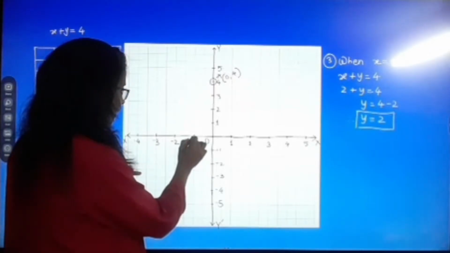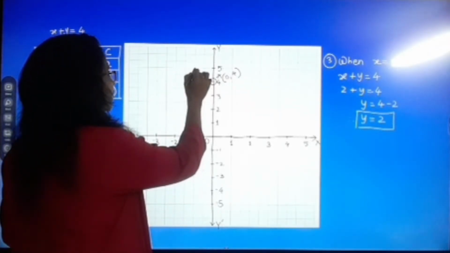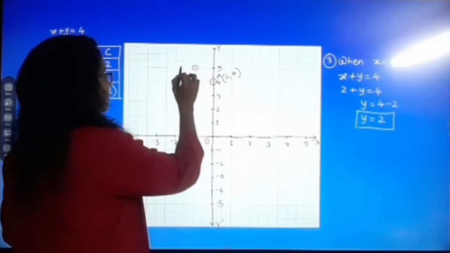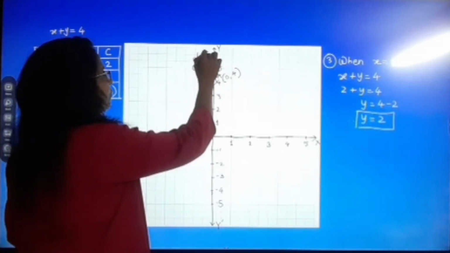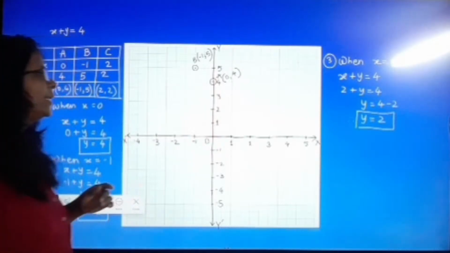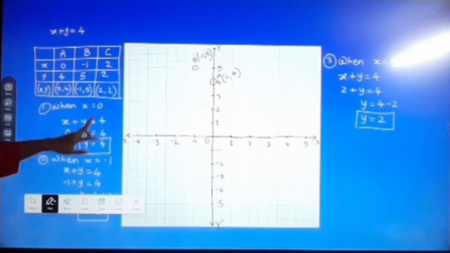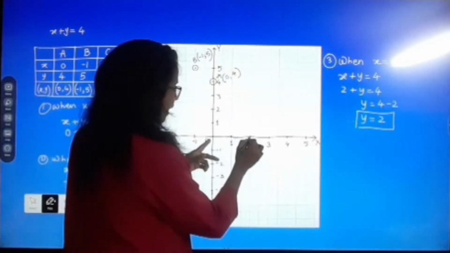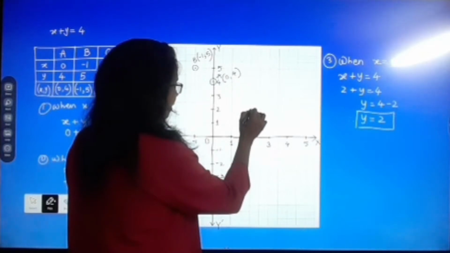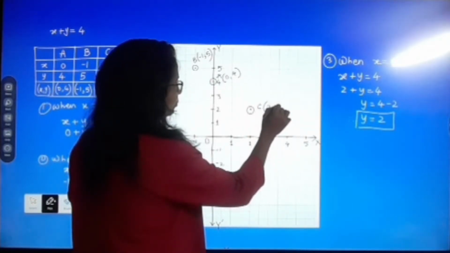Then here the next one B, that is minus 1, 5. So minus 1 is here and 5 on the y-axis. So here this point is B, minus 1, 5. Okay, students? And then next one, here the C point the coordinates are 2, 2. So here 2 on the x-axis and here 2 on the y-axis. So here C 2, 2.